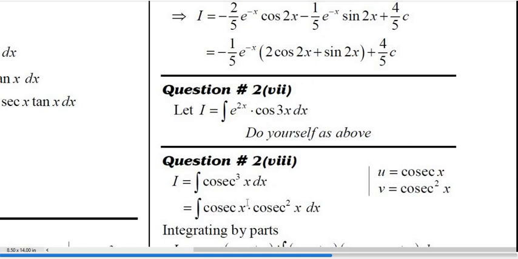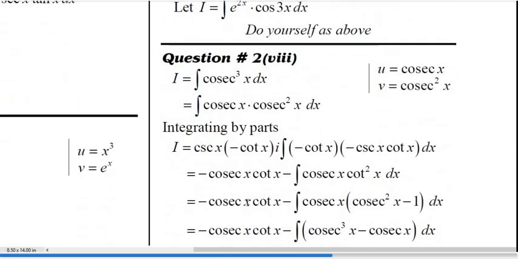Next, part number 3 is cosecant cube x. I is equal to integration of cosecant cube x, which can be written as cosecant x multiplied by cosecant square x. Integrating by parts, both functions are trigonometric functions, so we can take any one of these. Cosecant function is the first function, and the second function is cosecant square x, and we know that the integration of cosecant square x is minus cot x.